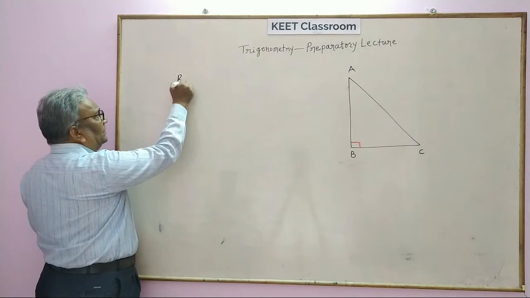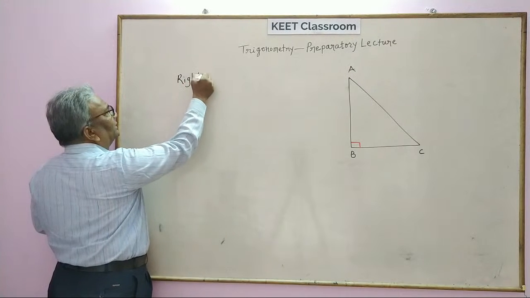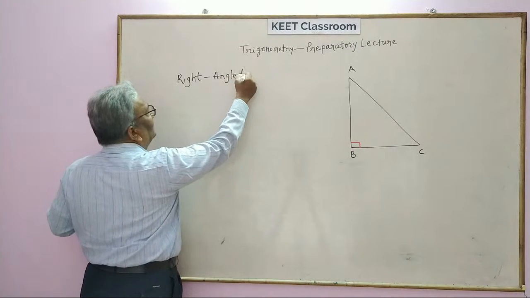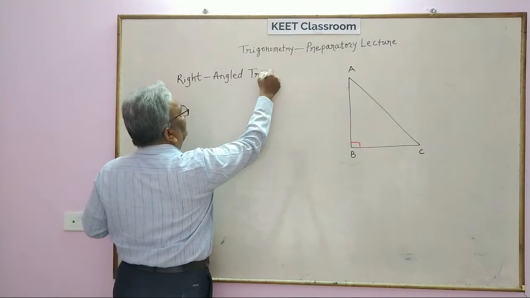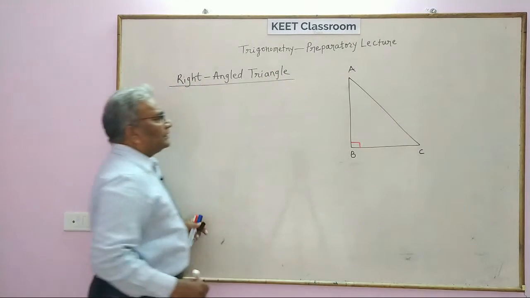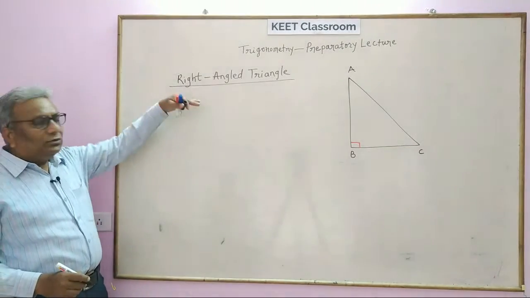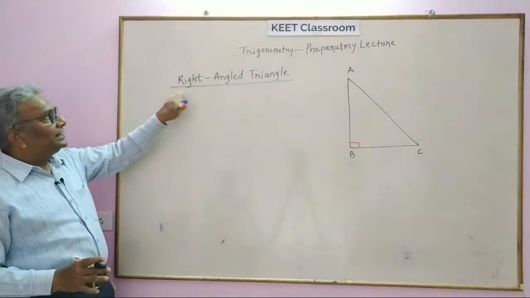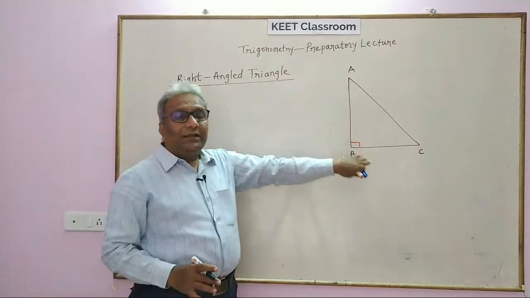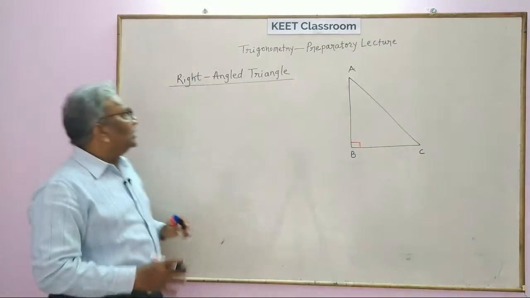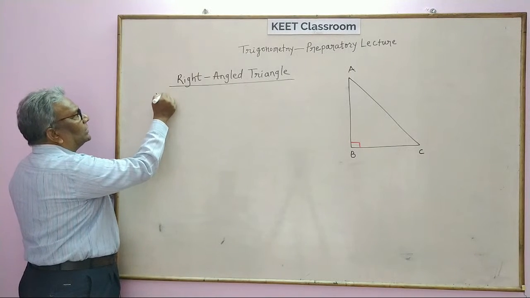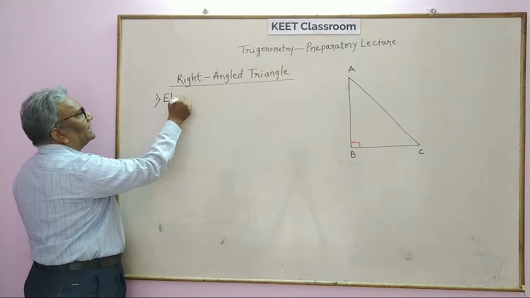So whatever we are going to study is related to the right angle triangle. Whatever information we are going to write on the board will be strictly related to our right angle triangle, because for trigonometry we must know the right angle triangle in detail. So the first thing is, what are the elements of a right angle triangle?